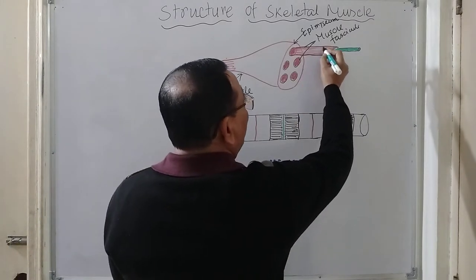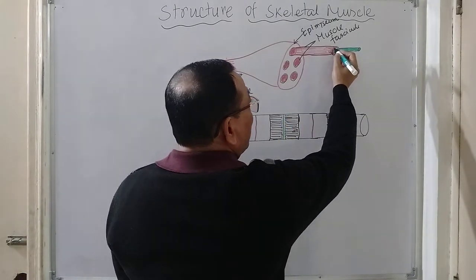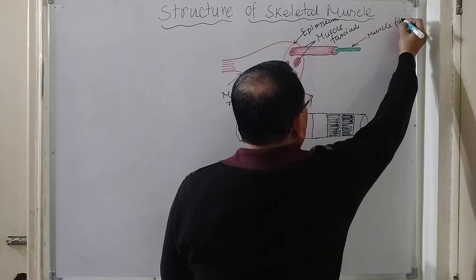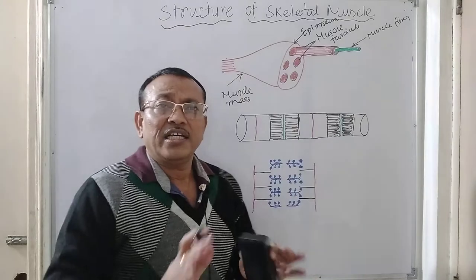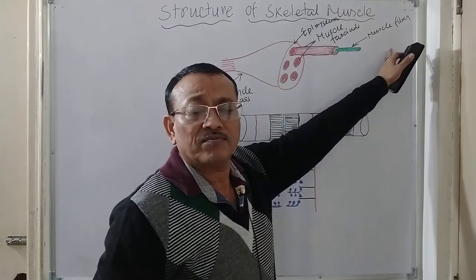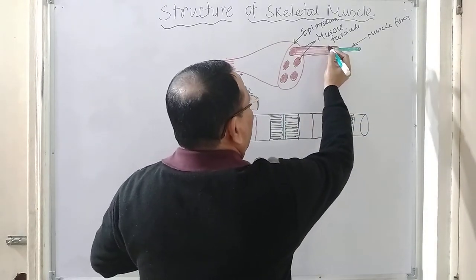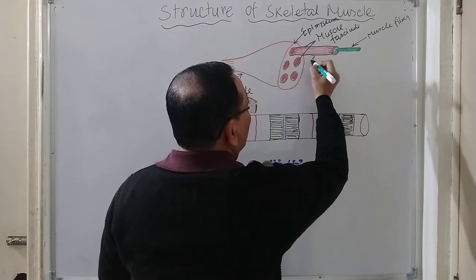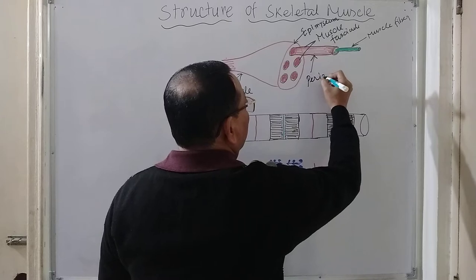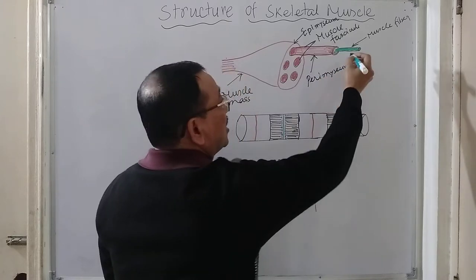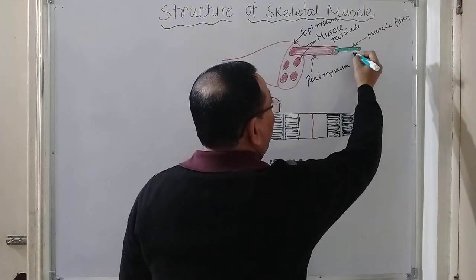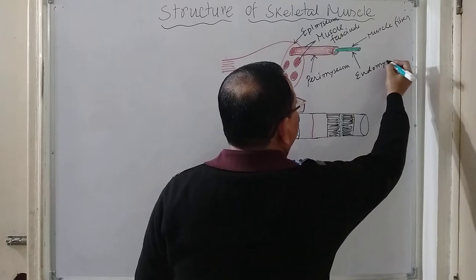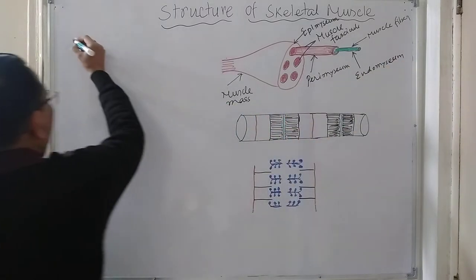Now, this muscle fasciculi in turn is comprised of a large number of muscle fibers. This is the muscle fiber. That means the muscle fasciculi in turn is the collection of numerous muscle fibers. And the muscle fasciculus is surrounded by again a connective tissue sheath which is known as perimysium, whereas each of the muscle fibers is covered by a connective tissue sheath that is known as endomysium.